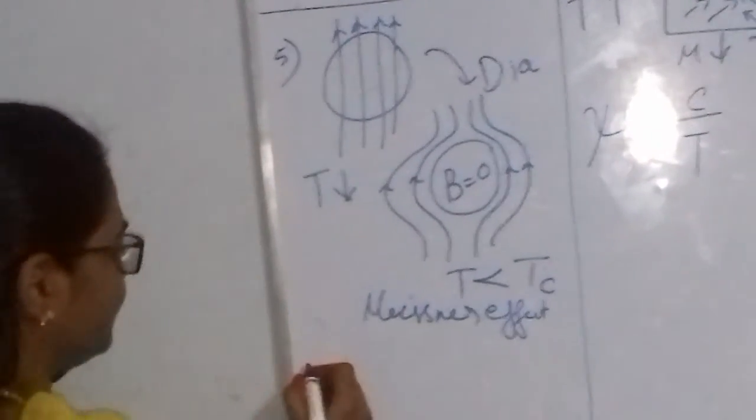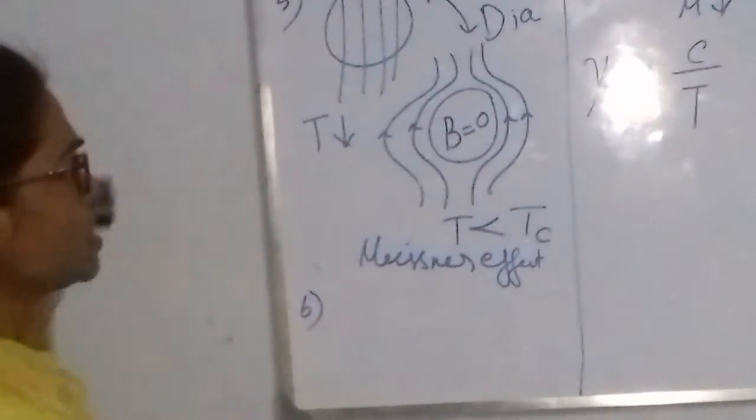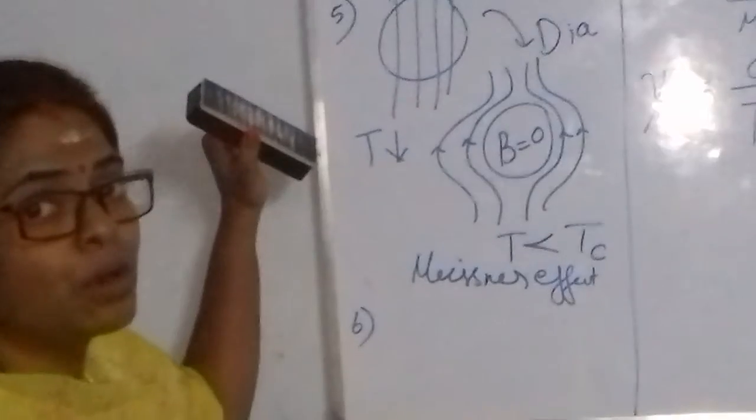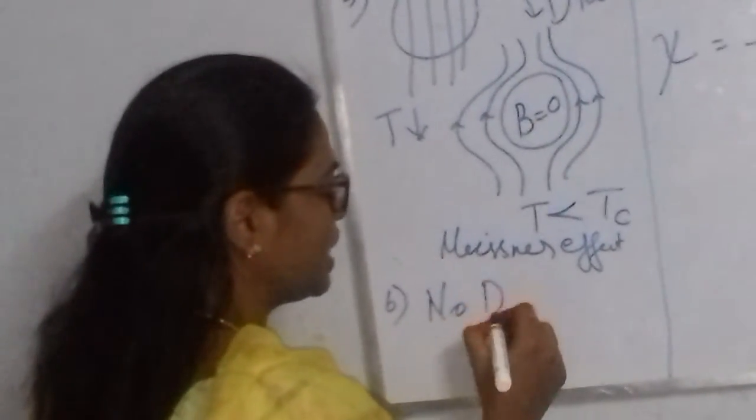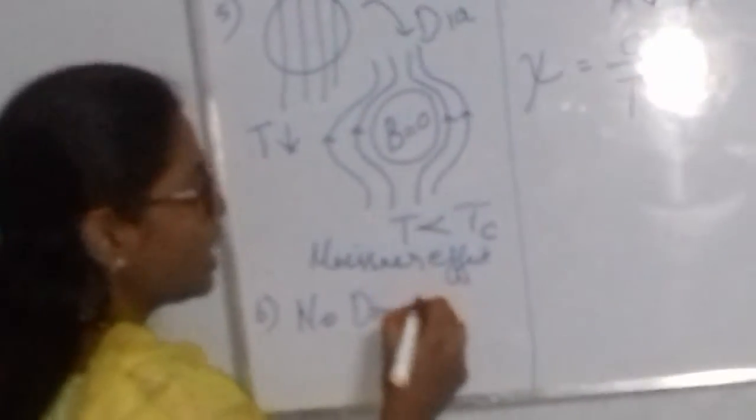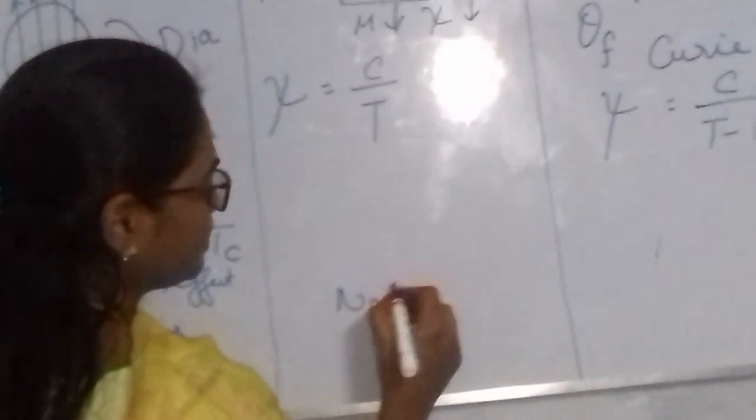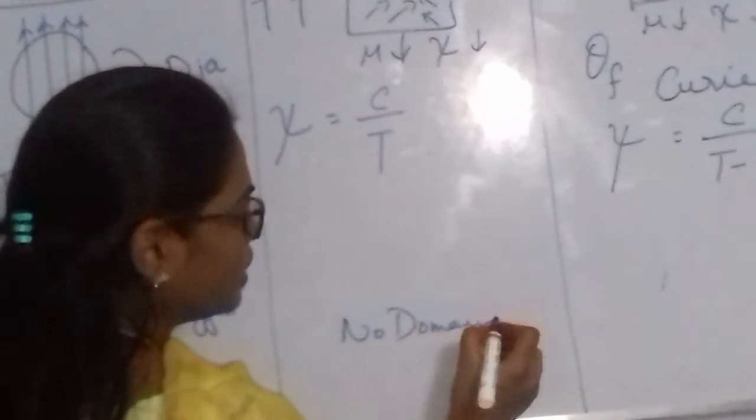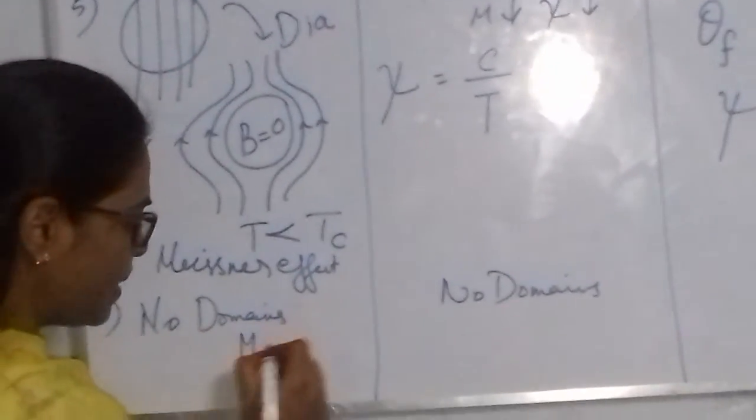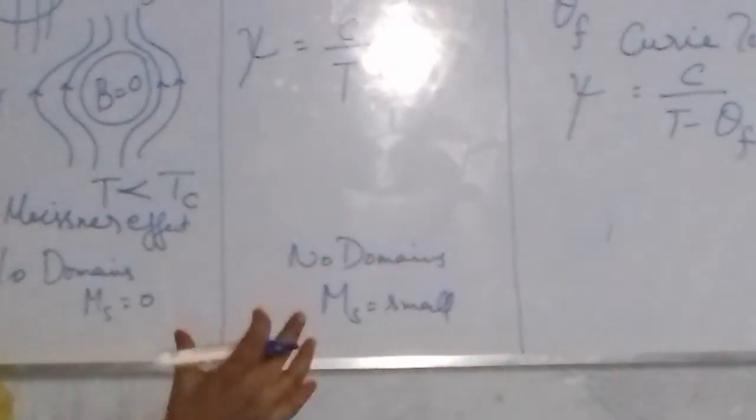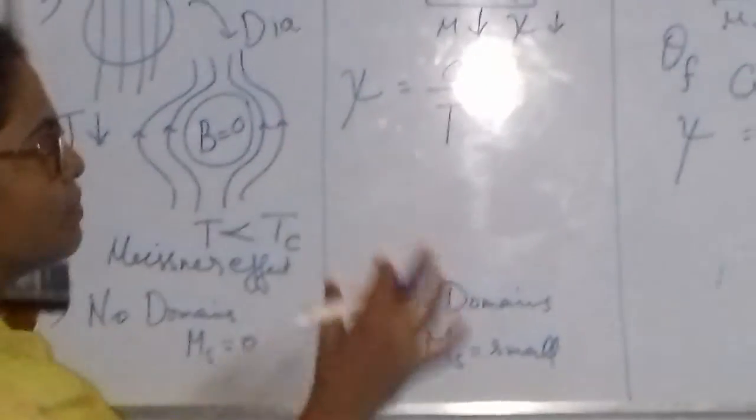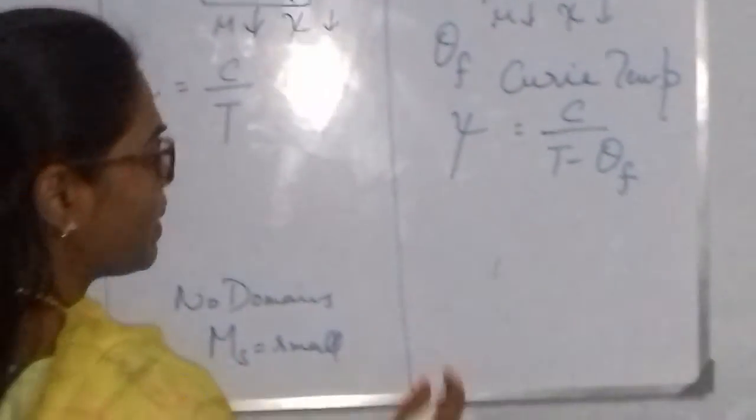Okay. Next is domains. Since there is no alignment, there are no domains in the diamagnetic material. And here also there are no domains. There is no spin magnetic moment; the spin magnetic moment is 0 totally. There is a small value, but there is no regular alignment. Everything is random orientation, so there are no domains.